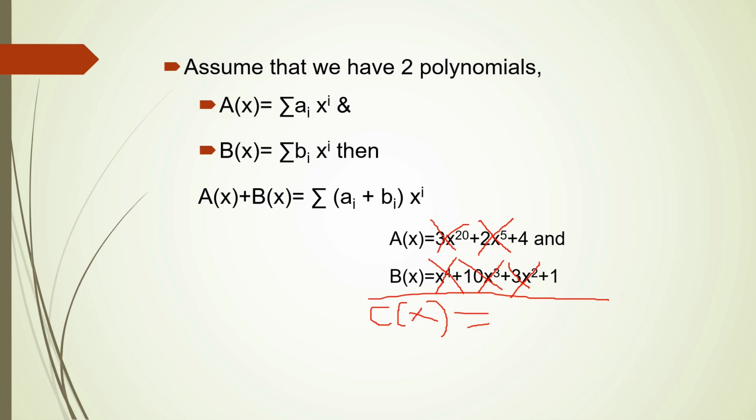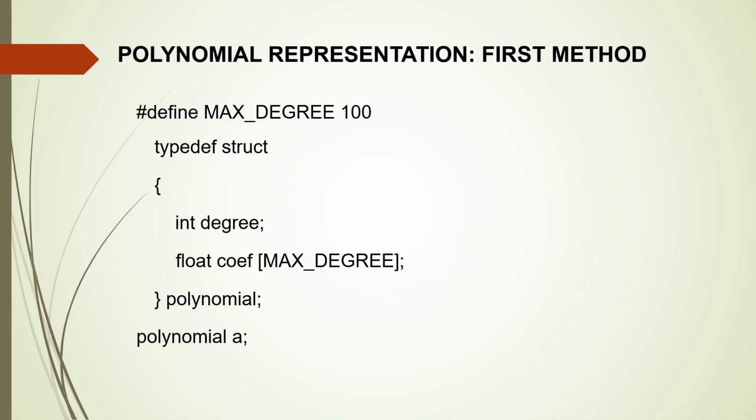If the exponents are equal, then add the coefficients of those two polynomials. It is 4 plus 1, 5. 5 into x to the power of 0. Now let us see how to represent the polynomial. That is how you are actually going to store the terms of a polynomial.